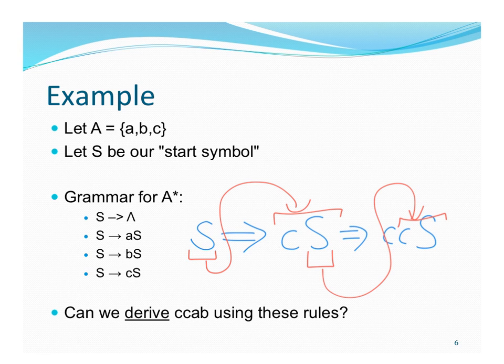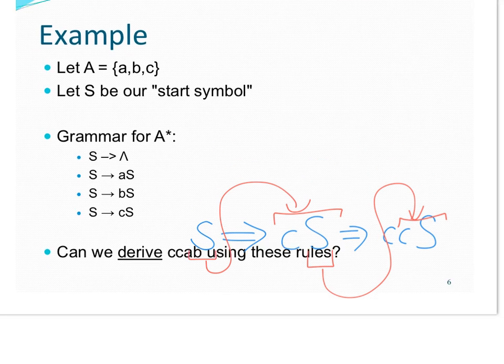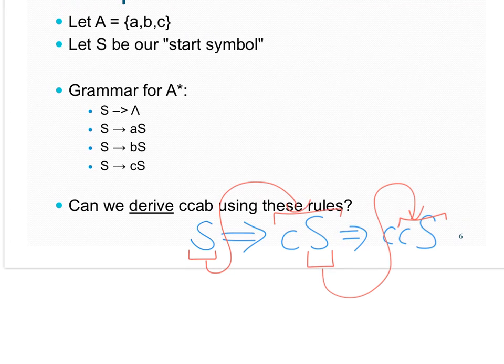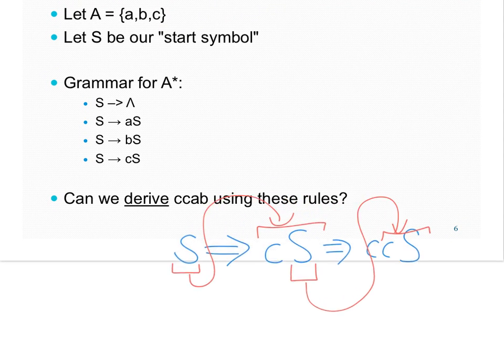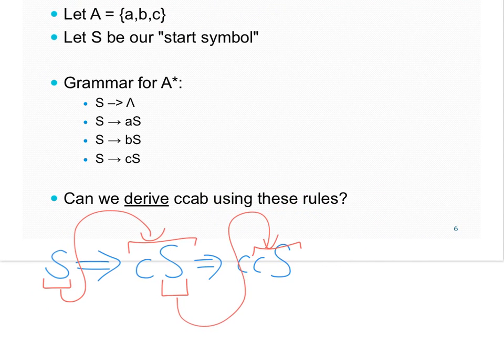I think what I'm going to do is shrink this a little bit so I have a little more room. Let's get that up there, and we'll take this and move it over here. And remember, I'm trying to derive CCAB. So now I think you know where we're going here. I'm going to do CCAS because, of course, I took this S and expanded it into an AS using this second rule here.